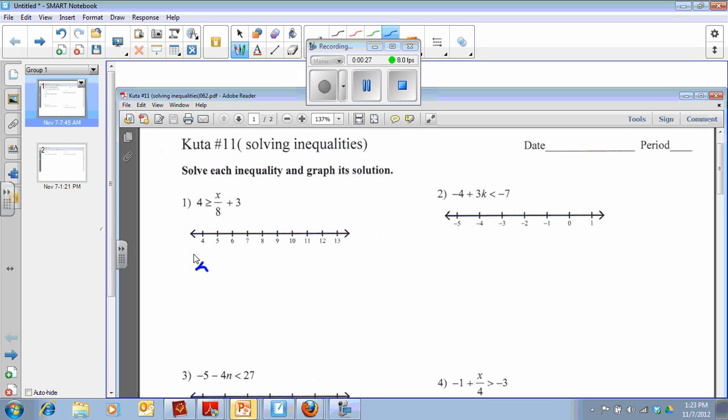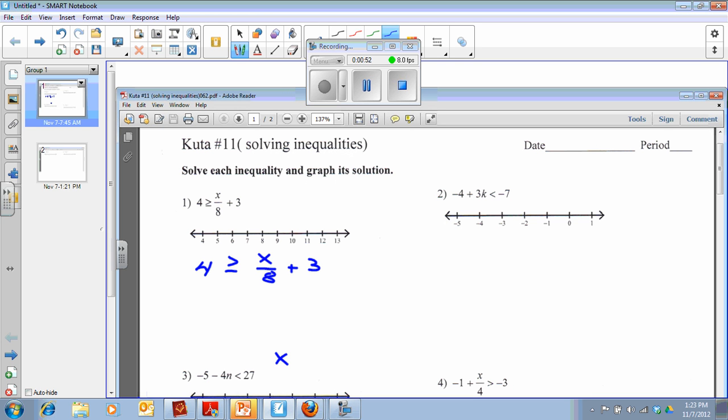I have 4 is greater than or equal to some number x divided by 8 plus 3. And once again, I go through certain steps when I solve inequalities. The first thing I do is I try to find out what side of the inequality the variable is on. And I notice that the variable x is over on the right-hand side of the inequality, so that's where I want to isolate it when I'm done.